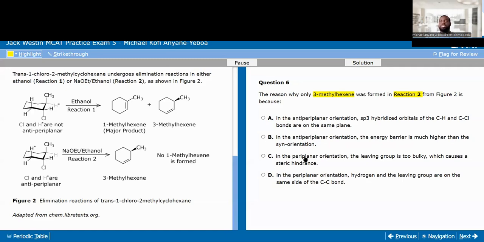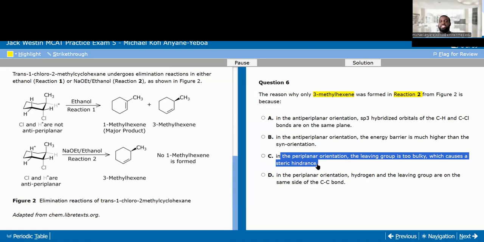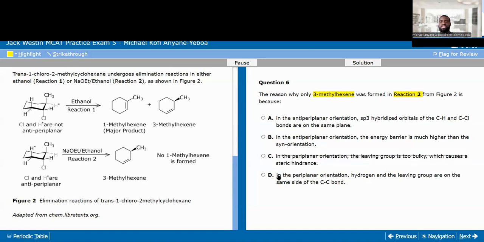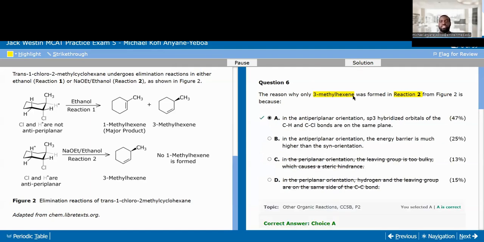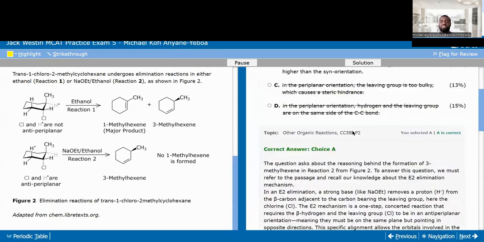That's not true. When it comes to E2, what we know is that a requirement is it has to be anti-periplanar, right? So from this, I can cancel out or eliminate C and D, because those are talking about things that are not required for E2 to happen. And based on what we read, we know they have to be in opposite directions, and that reduces energy, right? So the energy barrier cannot be high. They are on the same plane. So this should be the answer. Let's check it and see. And yes, that is the answer, right?